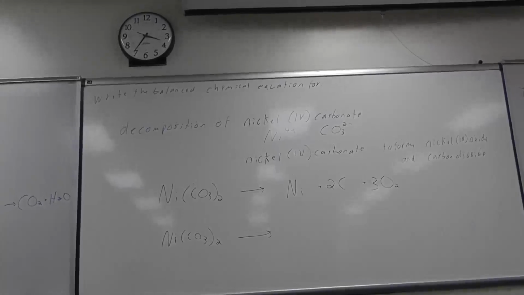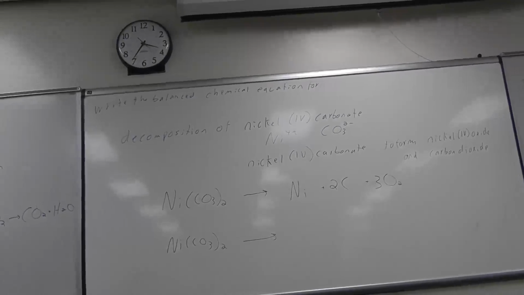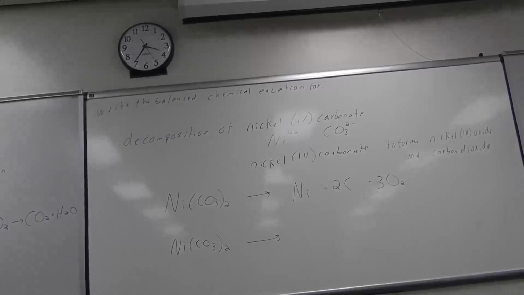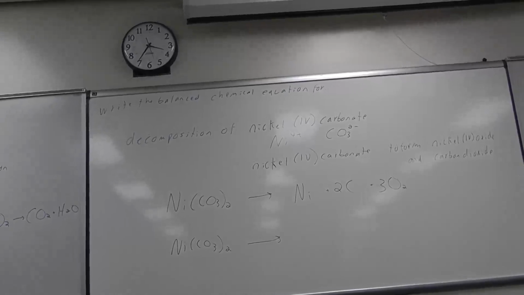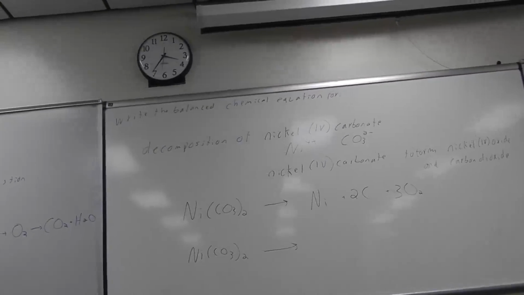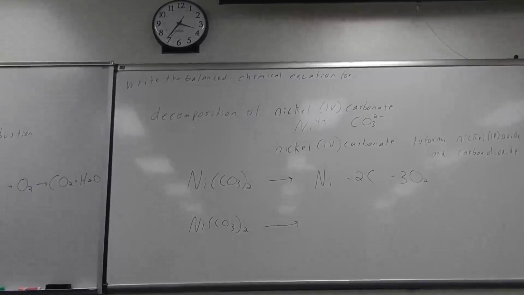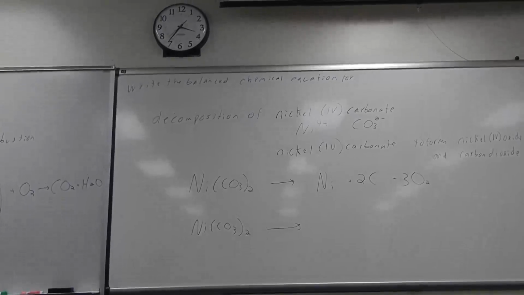Hopefully you get the idea from this that you need to be comfortable with the naming system. All of you need to practice that naming system, especially in regards to polyatomic anions. That's where most people have the trouble. But if you're not comfortable with the naming system, it's going to cause you to get wrong formulas in your equations.